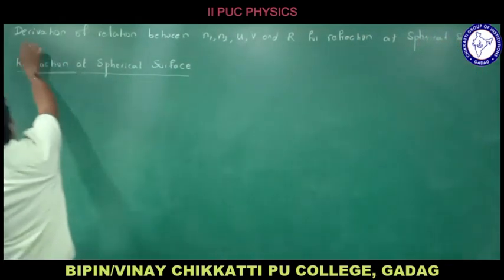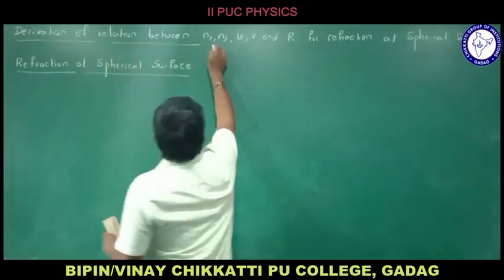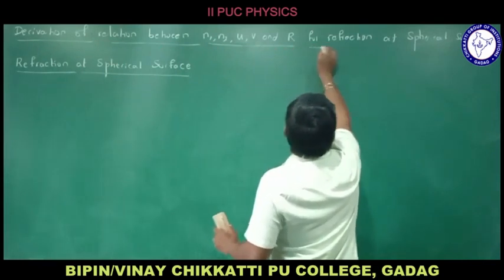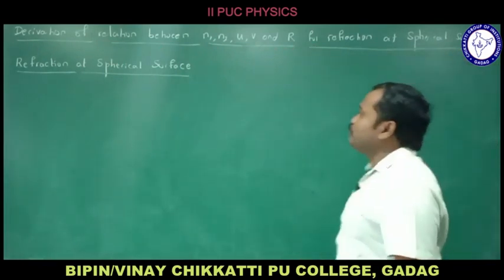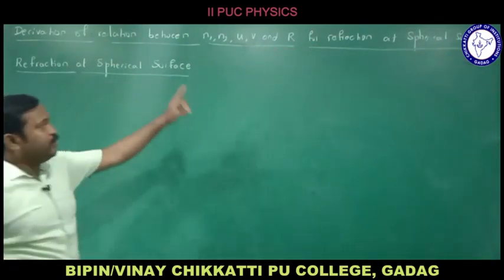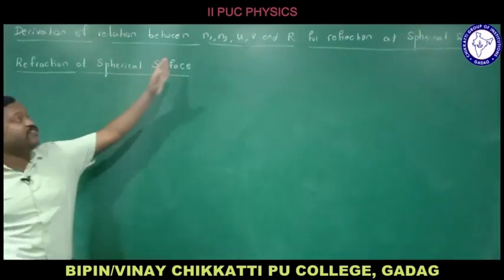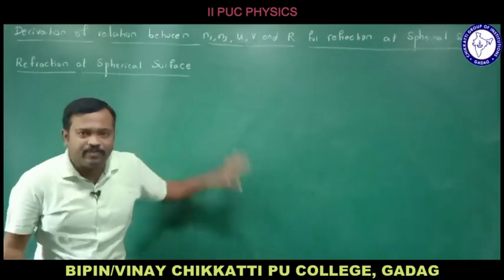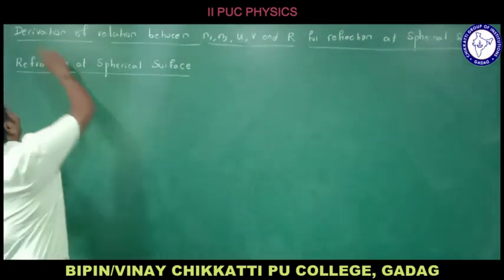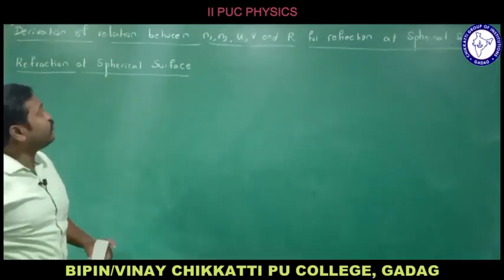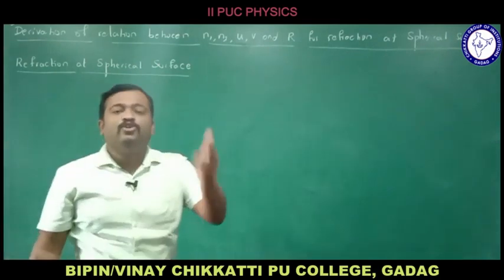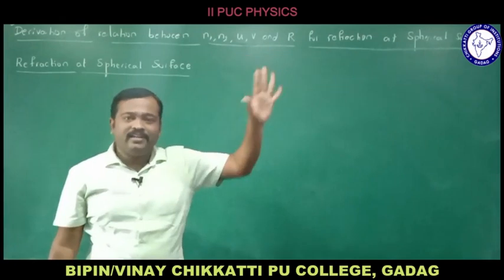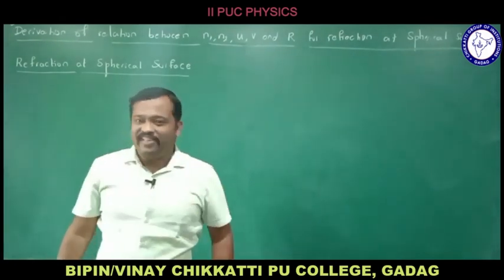Derive the relation between n1, n2, u, v and r for refraction at a spherical surface. So today I will be doing the derivation of the relationship between these quantities. What are these? We will learn in detail when I do the derivation. So the question will be asked like this: derive the relation between n1, n2, u, v and r for refraction at spherical surface. Let us start with the derivation here.